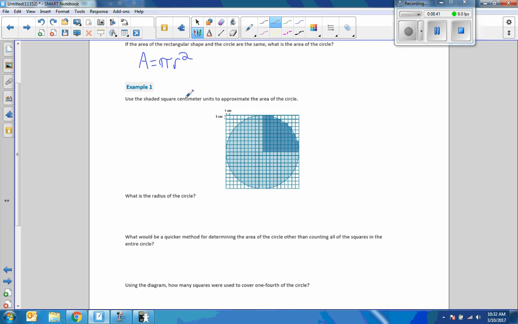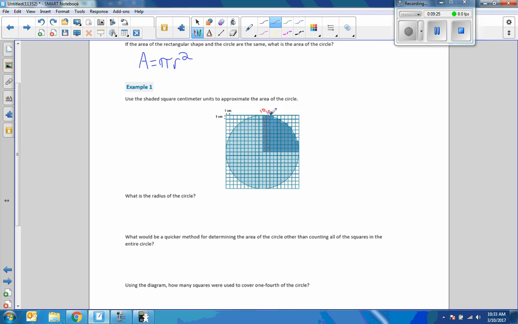Use the shaded square centimeter units to approximate the area of the circle. So they're telling us that these are 1 by 1 centimeter squares, and they want us to use these shaded square centimeter units to approximate the area of the entire circle. So what I would do is say, well, this is 1, 2, 3, 4, 5, 6, 7, 8, 9, 10. I'll write the total up here.